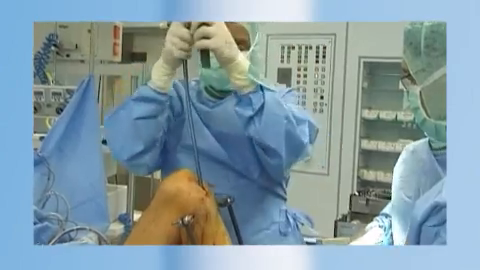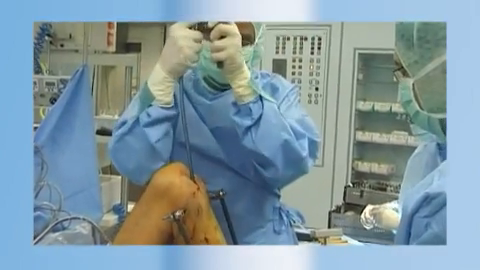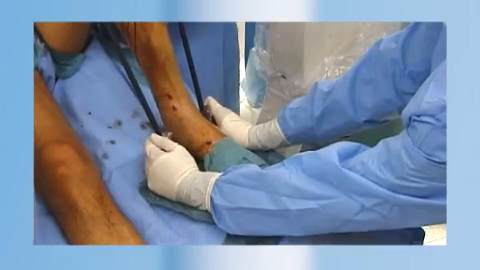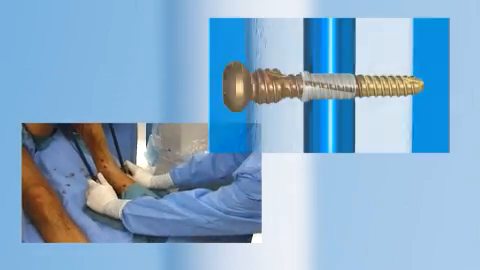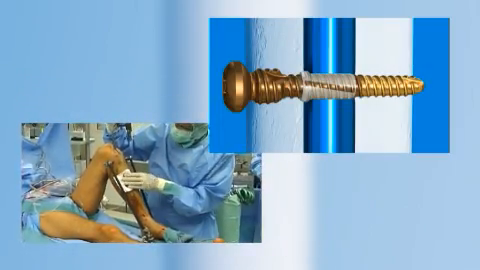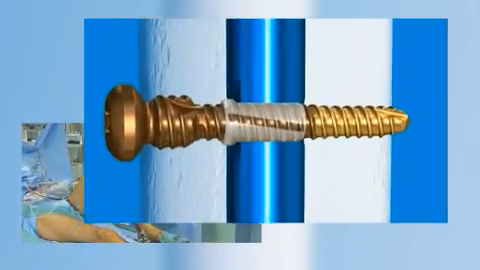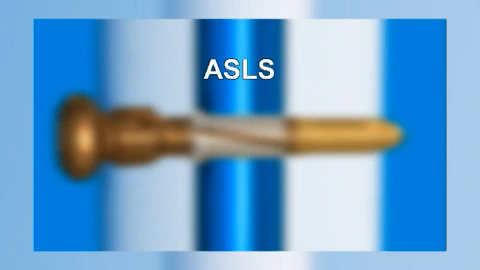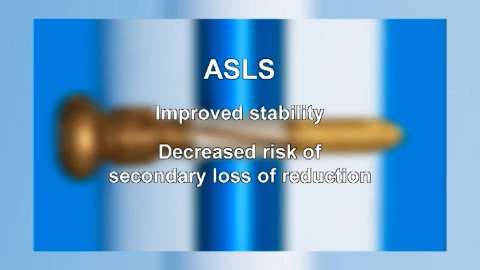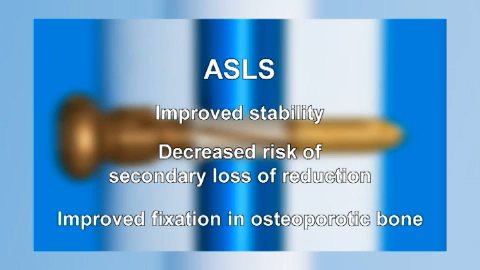ASLS is an innovative concept that combines the benefits of nailing with the angular stable plate technique. The use of ASLS produces a stable construct inside the bone, thus reducing the risk of bone fragment displacement during the healing phase. ASLS also provides better purchase in poor quality bone.